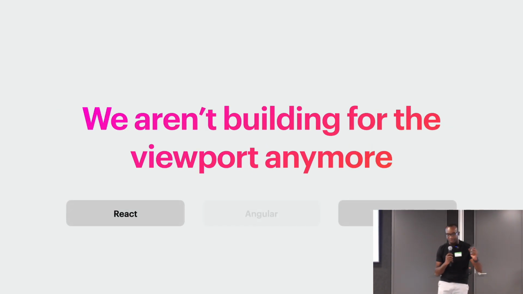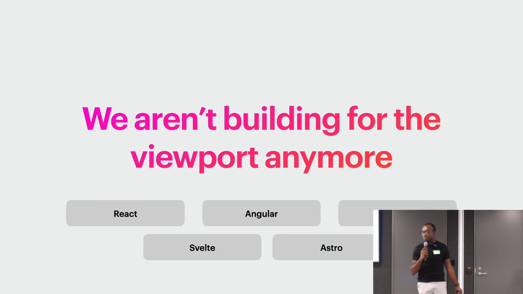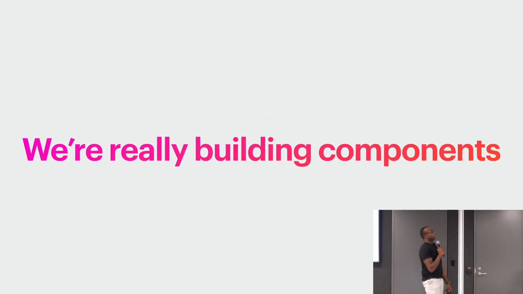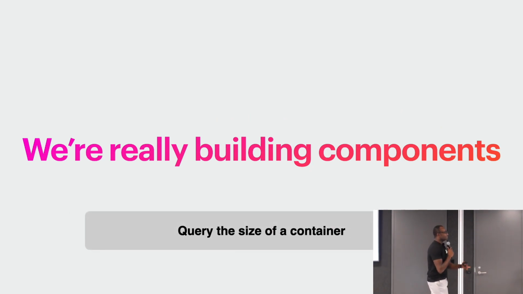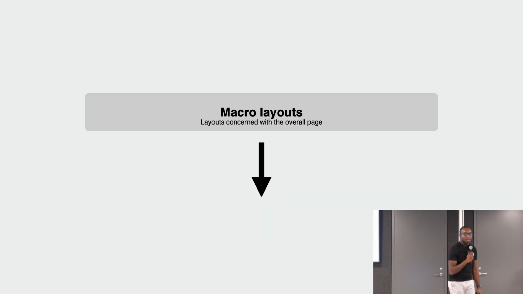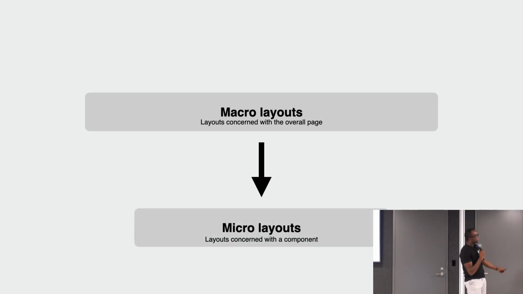With things like React, Vue, Angular, Astro, Svelte, we're really building components. So it makes sense that we now begin to query for the size of a container itself. Previously, we were at the state where we were building macro layouts, or layouts concerned with the overall size of the page. But now with these new frameworks, the term micro layouts has become a thing. Micro layouts really are concerned with the layout of a component itself.